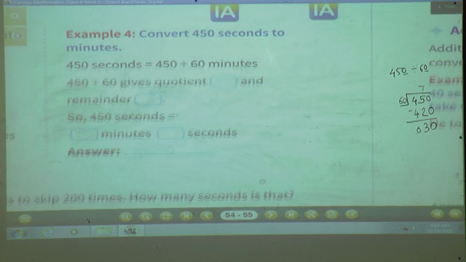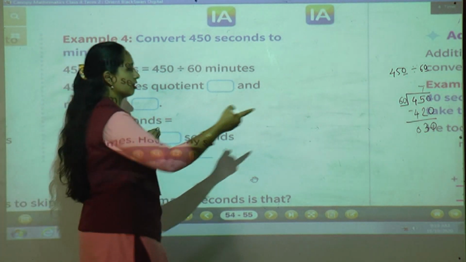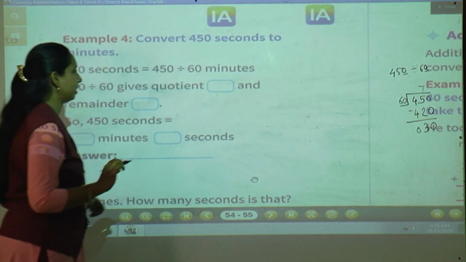See, here we have to solve this question. Convert 450 seconds to minutes. Now to convert seconds into minutes, what do we have to do, students? Yes, of course, again we have to divide by 60 only, isn't it? So the given information is 450 seconds. So 450 we have to convert into minutes. So 450 divided by 60. Just now we have done in the same way, same quotient and same remainder will be there.